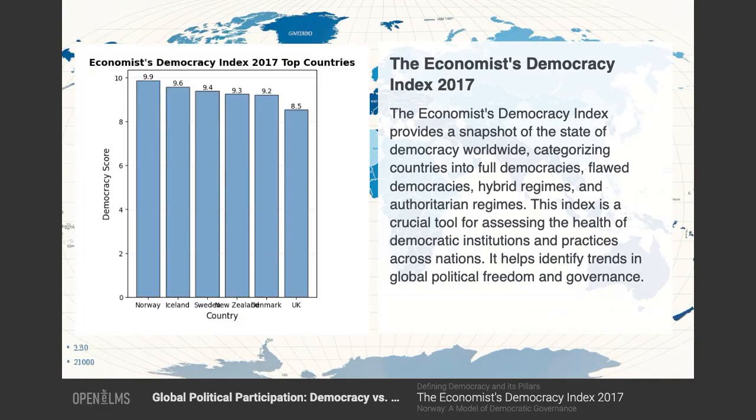The Economist's Democracy Index 2017. The Economist's Democracy Index provides a snapshot of the state of democracy worldwide, categorizing countries into full democracies, flawed democracies, hybrid regimes, and authoritarian regimes. This index is a crucial tool for assessing the health of democratic institutions and practices across nations. It helps identify trends in global political freedom and governance.